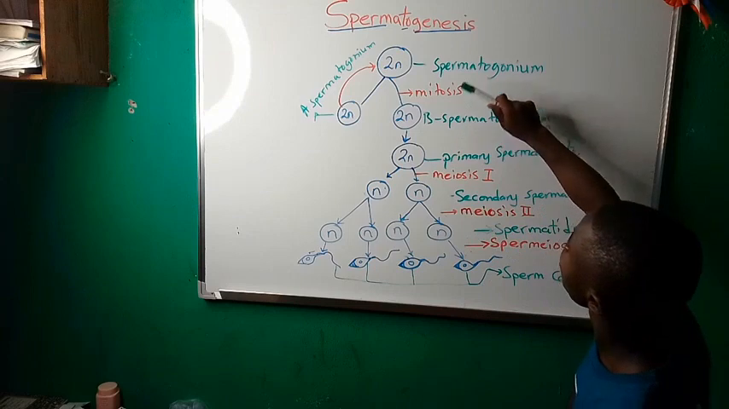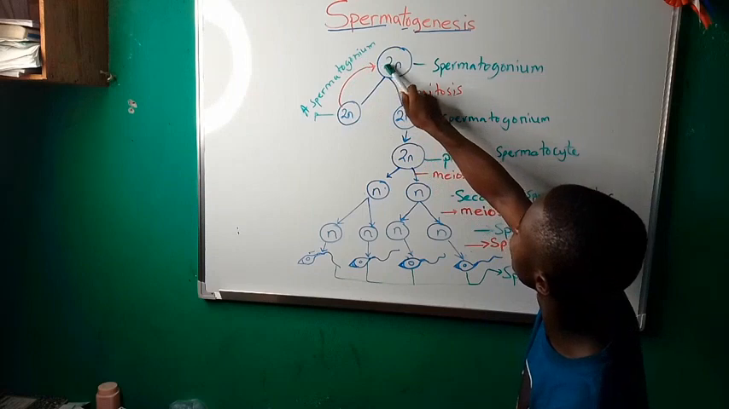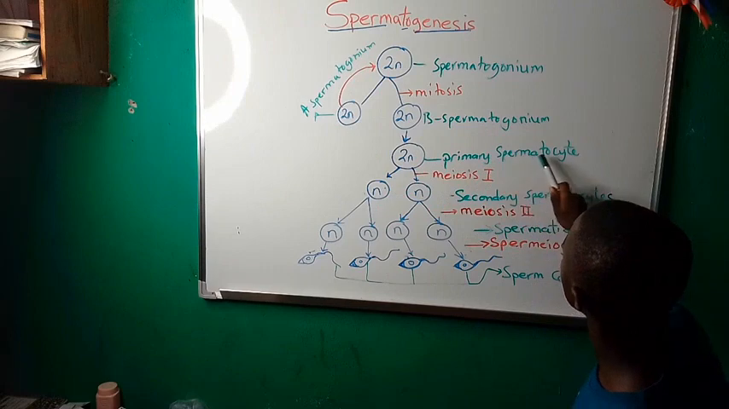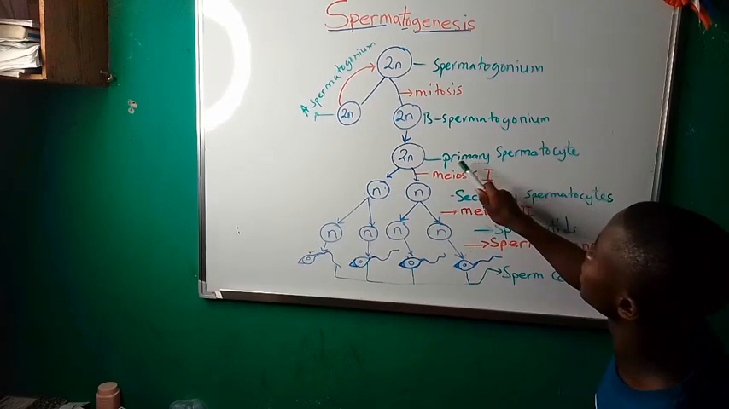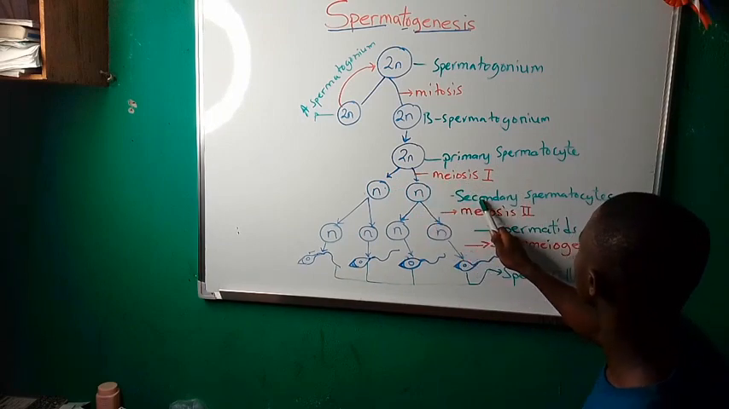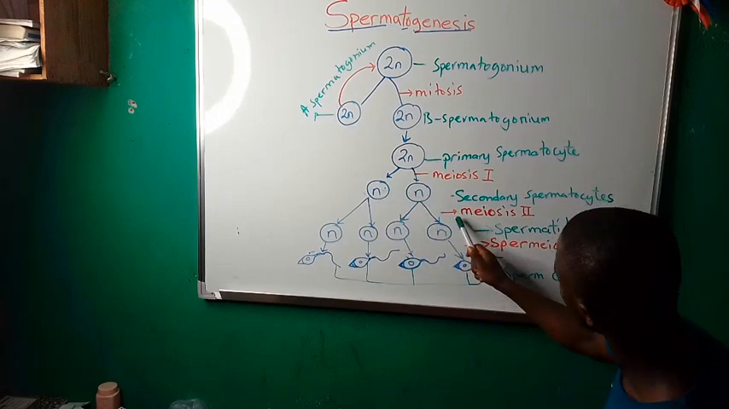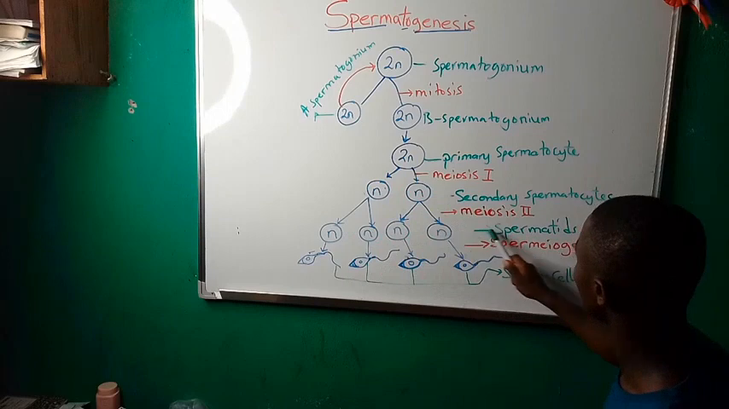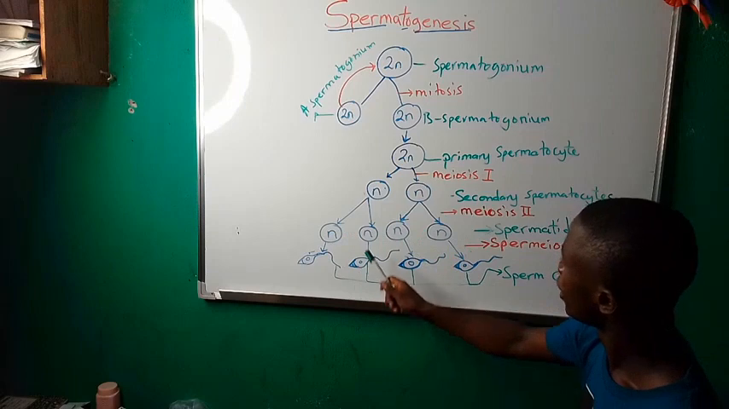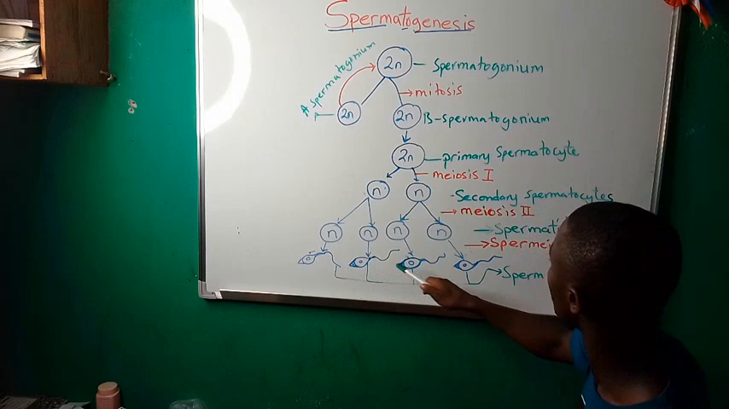Step 1, mitosis. We go from spermatogonium to A and B spermatogonium. A went back to replace the original spermatogonium. B descends, and then it changes into primary spermatocytes. Primary spermatocyte further divides in step 2, that we call meiosis 1, and then it gave us our secondary spermatocytes. Each of the secondary spermatocytes divides through meiosis 2, and then produces our 4 spermatids. But remember, the spermatids are also haploid. Each of these spermatids undergoes differentiation to produce our sperm cell.